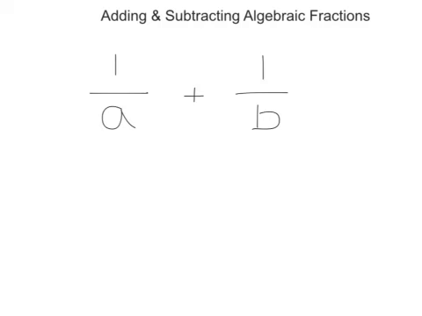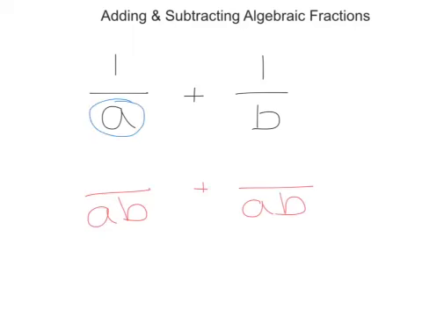Now I have 1 over a plus 1 over b. As we can see, a and b are not common denominators. So we make them common denominators by multiplying a and b together. So I now have ab and ab. Now, how did I take this fraction here to give it a new bottom of ab? Well, I multiplied by b.